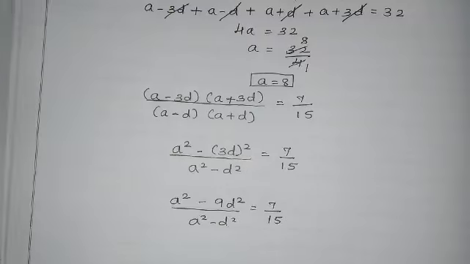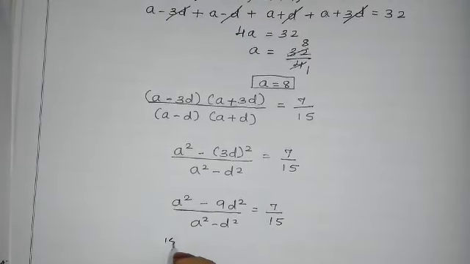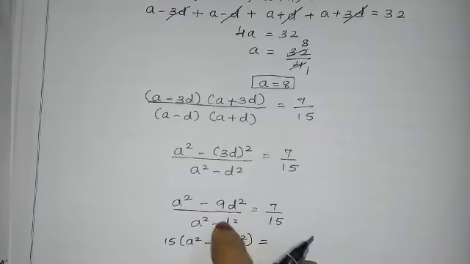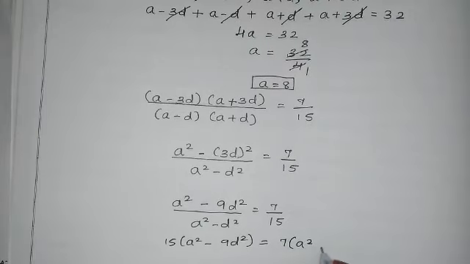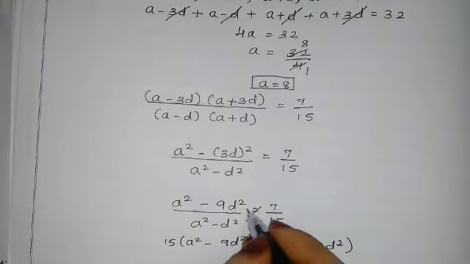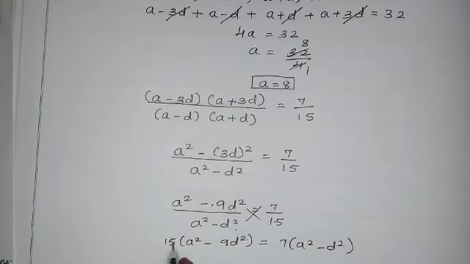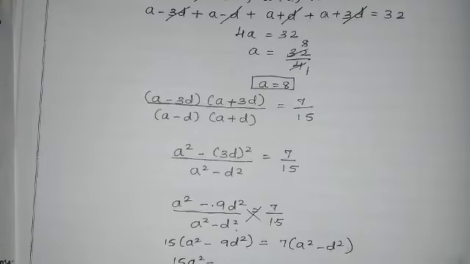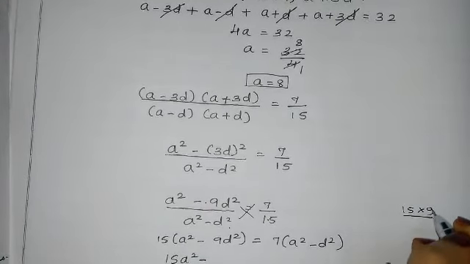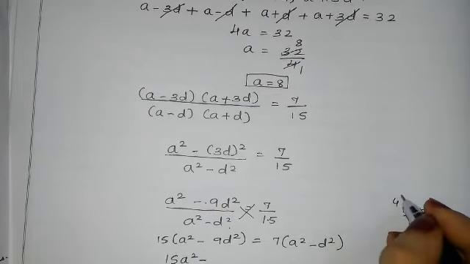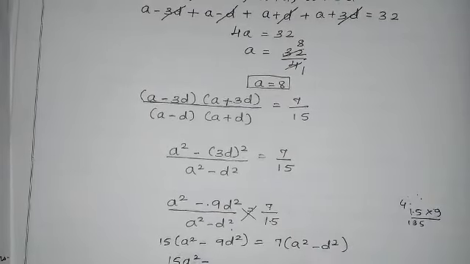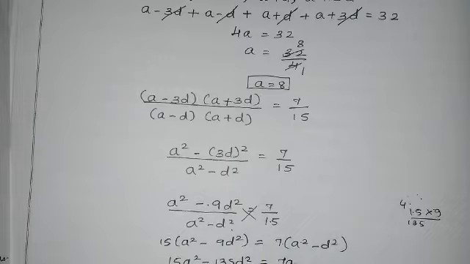Let us cross multiply now. 15 into A square minus 9D square is equal to 7 into A square minus D square. What we have done here, cross multiply. This into this and this into this. 15 into A square is 15A square minus 15 nines are 135, so 135D square is equal to 7A square minus 7D square.